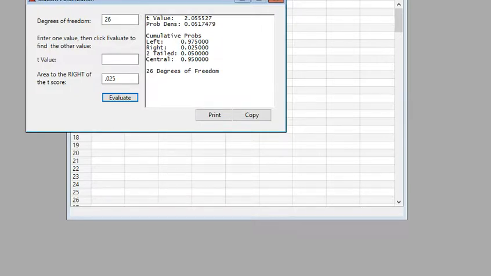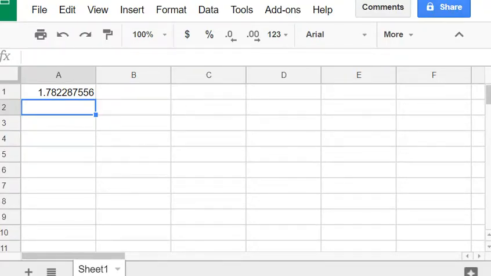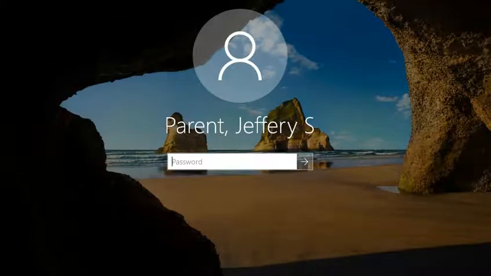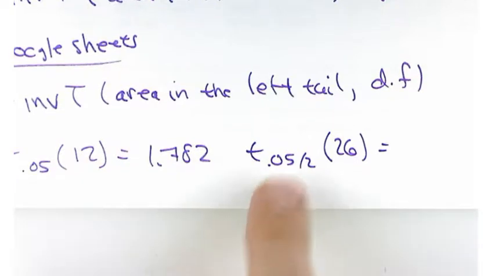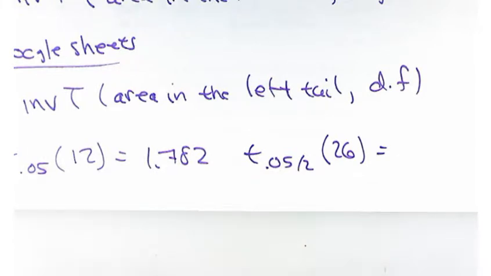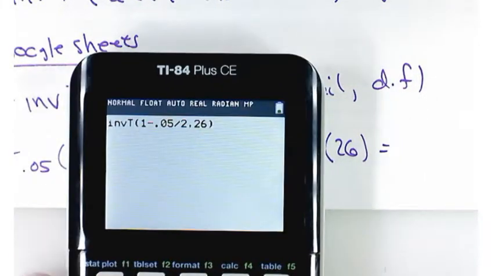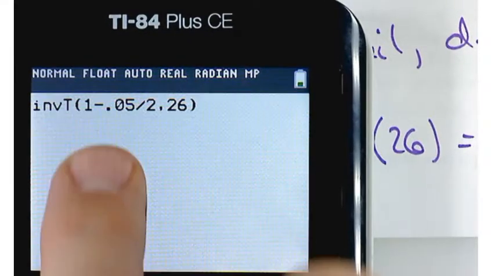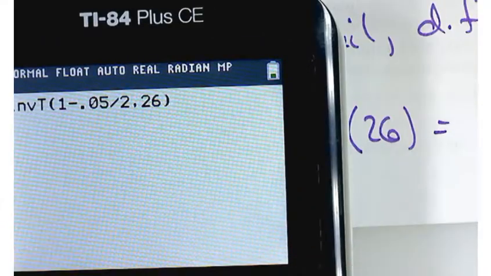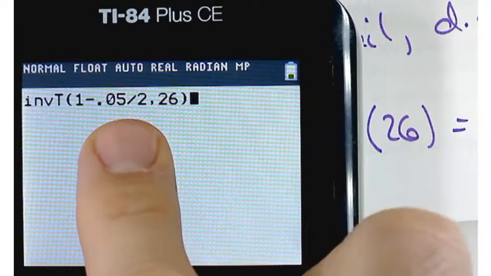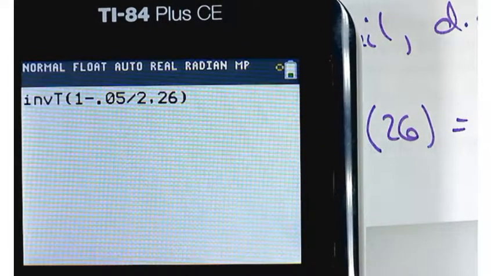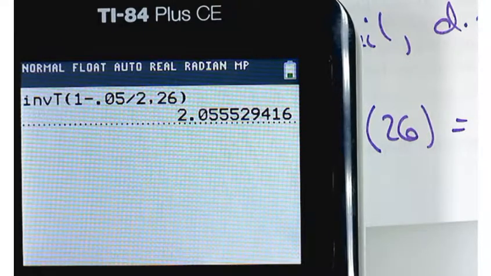If you're doing it on a graphing calculator or on Google Sheets, what should I type into my graphing calculator? What value for the area? 0.975. Now, if you want to be really, really lazy, like I did here, you can take 1 minus alpha over 2, or 1 minus 0.05 over 2, and just let your calculator deal with it. You just need that area in the right tail, so 1 minus that area is going to be the area in the left tail. So 2.055.